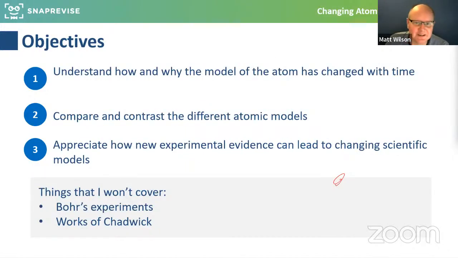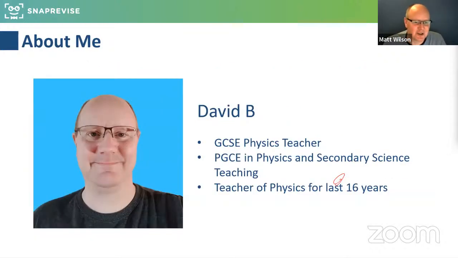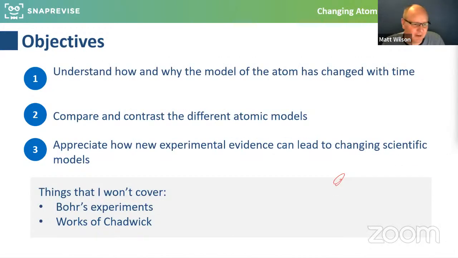So we're going to be looking at understanding how and why the model of the atom has changed over time. We're going to be comparing and contrasting different atomic models, and hopefully you'll be able to appreciate how new experimental evidence can lead to changing scientific models. A lot of people think that science is fixed and firm and unchanging, but in actual fact, the way science works is things develop, ideas change due to changing experiments and models that people come up with. We're not going to be covering the works specifically of Niels Bohr or Chadwick.